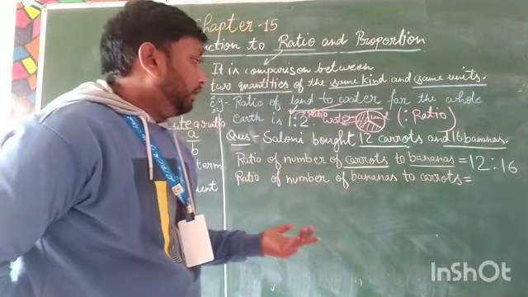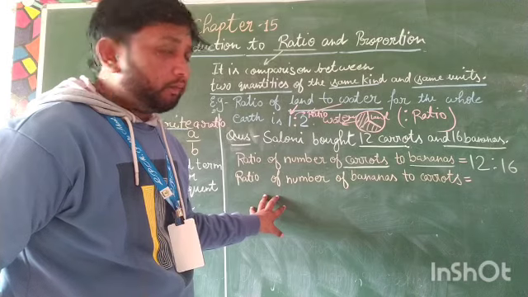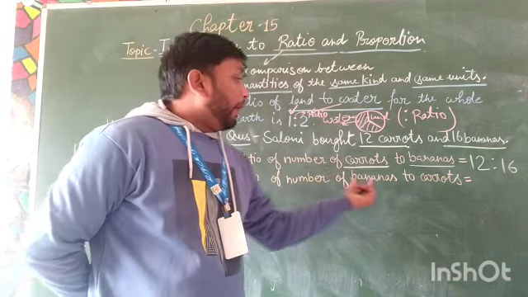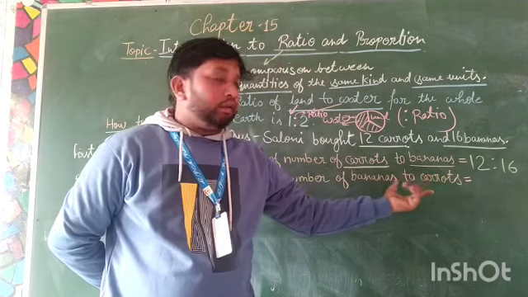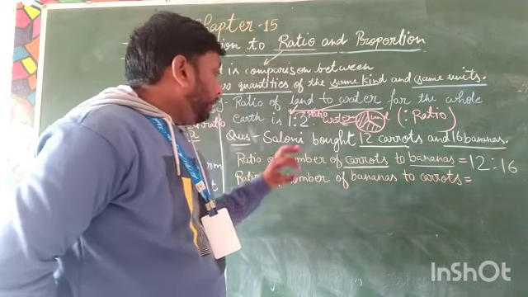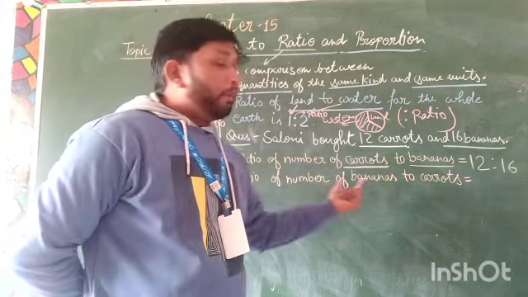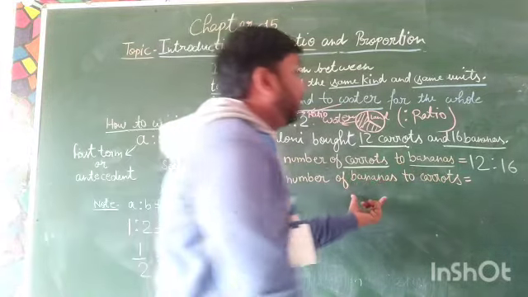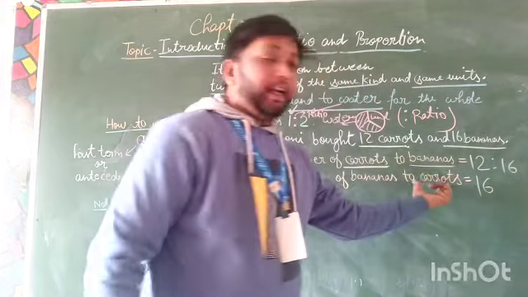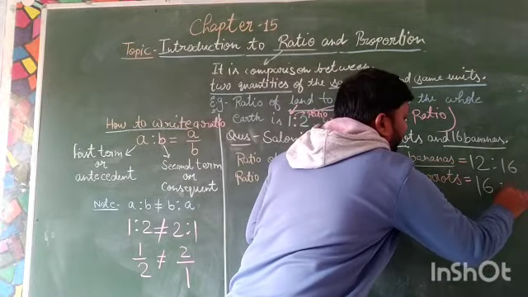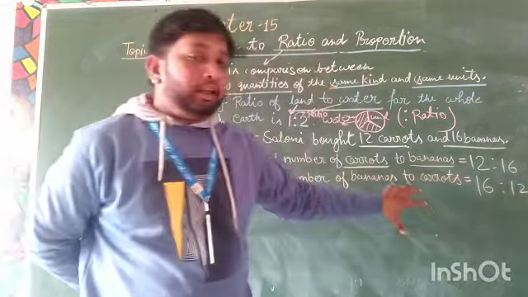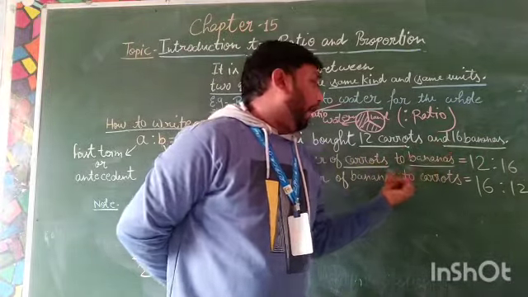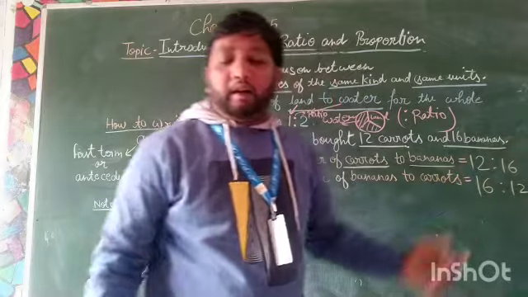If we reverse this order, for example, write the ratio of the number of bananas to carrots, then we write how many bananas he bought, 16 bananas, and how many carrots he bought, 12 carrots. So we can see here that carrots to bananas is a different ratio and bananas to carrots is a different ratio.